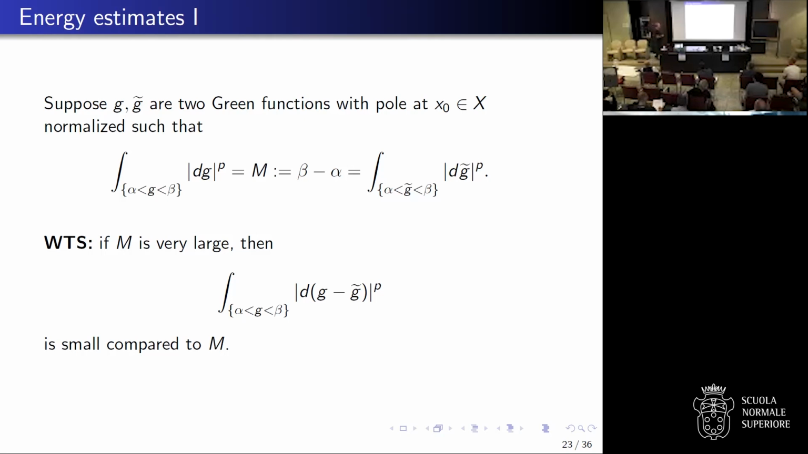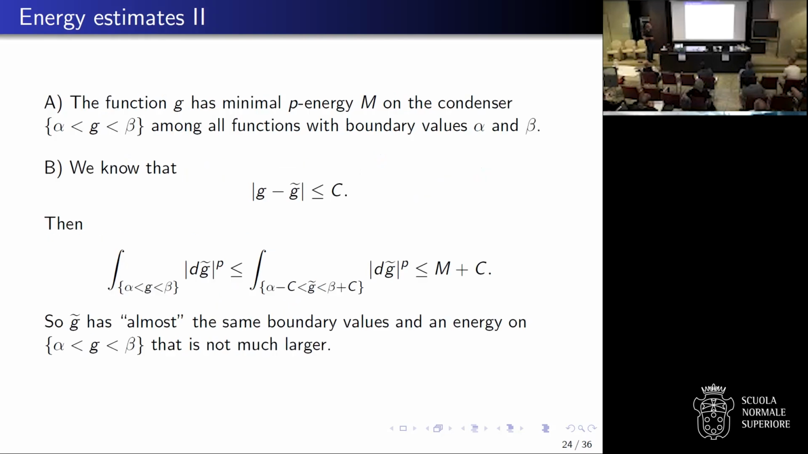And what we would essentially like to show is that if this M is very large, then for the energy of the difference, we get something that is small compared to M. This will be our goal. So we somehow want to control the oscillation of this, and what it boils down to, as we will see, is to try to show that compared to this M, this expression here is small. So how do we do this? We use a well-known idea, namely, let me maybe draw it as a picture here.